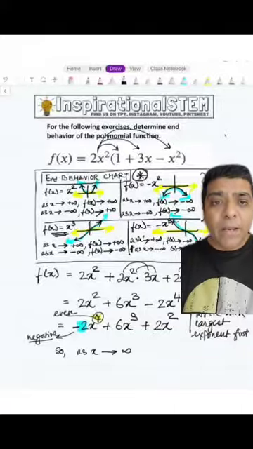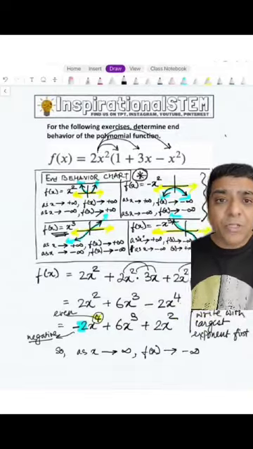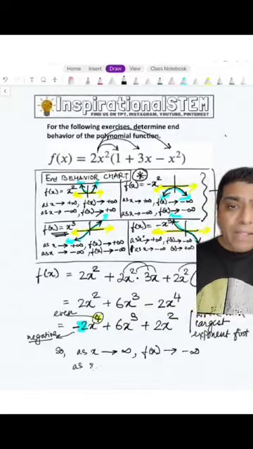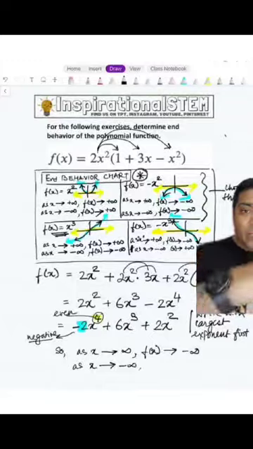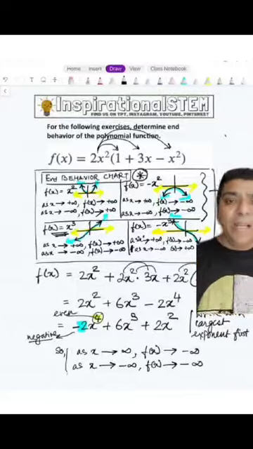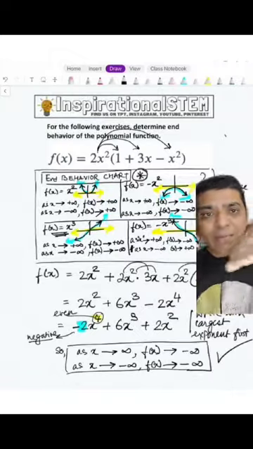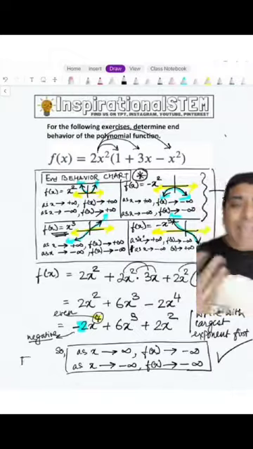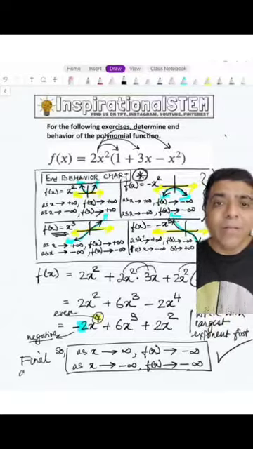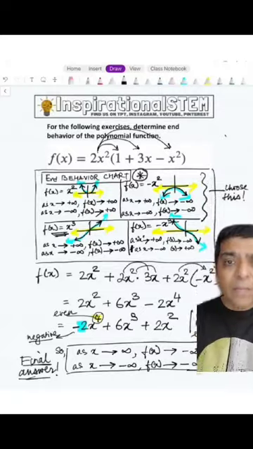So let's go ahead and write our final answer for the behavior then. As x approaches positive infinity, f of x becomes negatively larger and larger. As x approaches negative infinity, f of x becomes negatively larger and larger. So that's going to be our final answer for this particular problem.